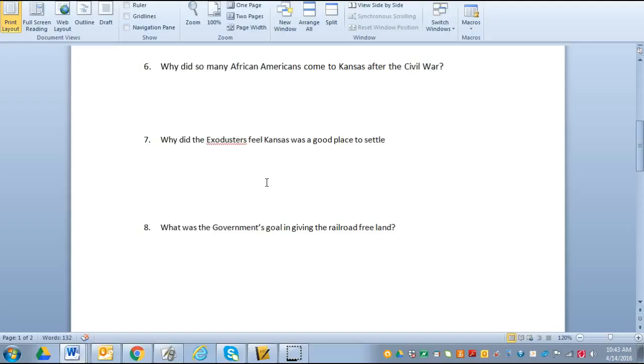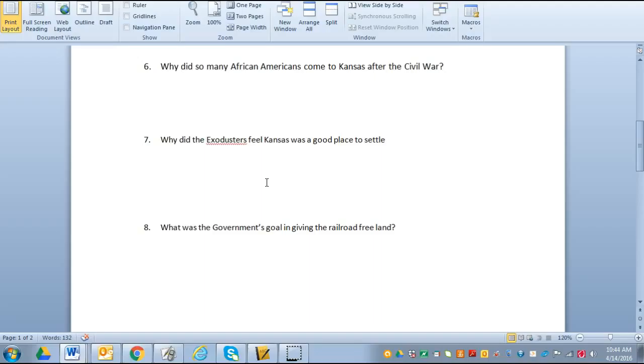What was the government's goal in giving the railroad free land? We talked about this. Why was the government giving them free land and money to build a transcontinental railroad? Do you remember us talking about this one before we built our towns? Why would the government take this money, build your railroad, sell the land, and not expect you to pay them back? Why would they do that?